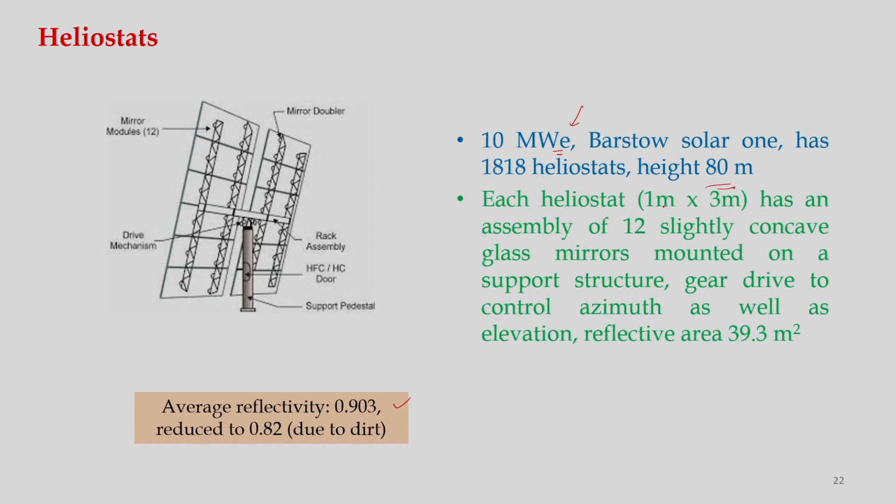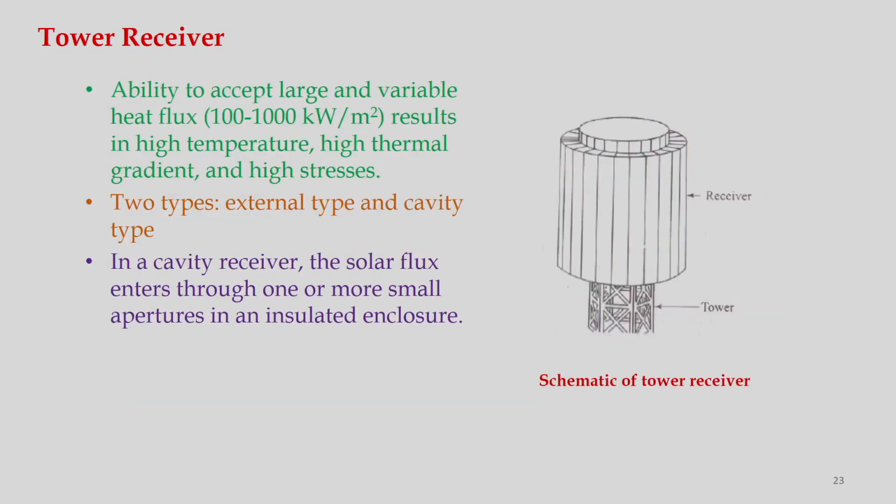Each heliostat, which is 1 meter by 3 meter in dimension, has an assembly of 12 slightly concave glass mirrors mounted on a support structure, and a gear drive to control azimuth as well as elevation. Its reflective area is about 39.3 meter square. So, this is a heliostat, and there will be many heliostats in the case of a central power receiver system.